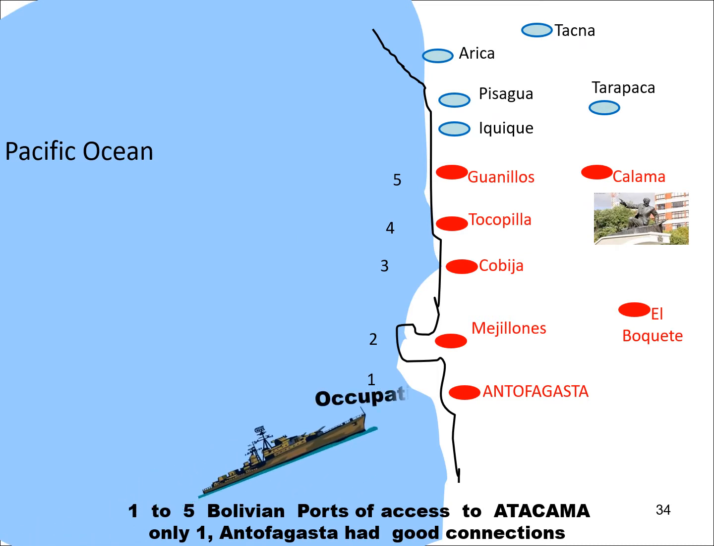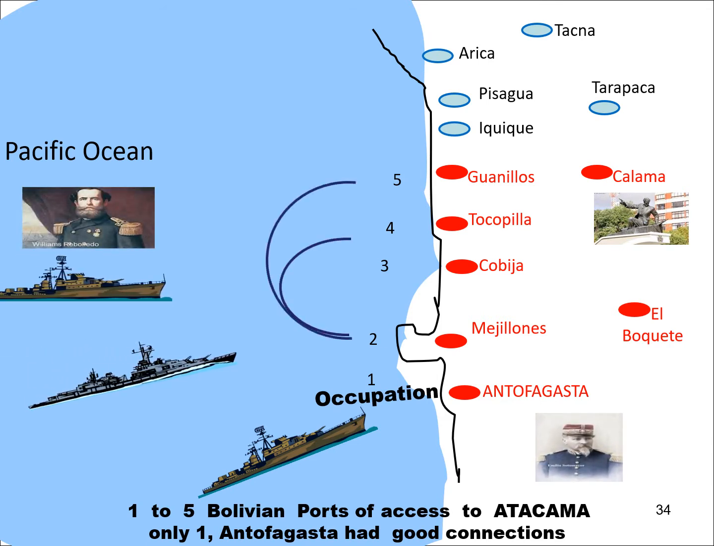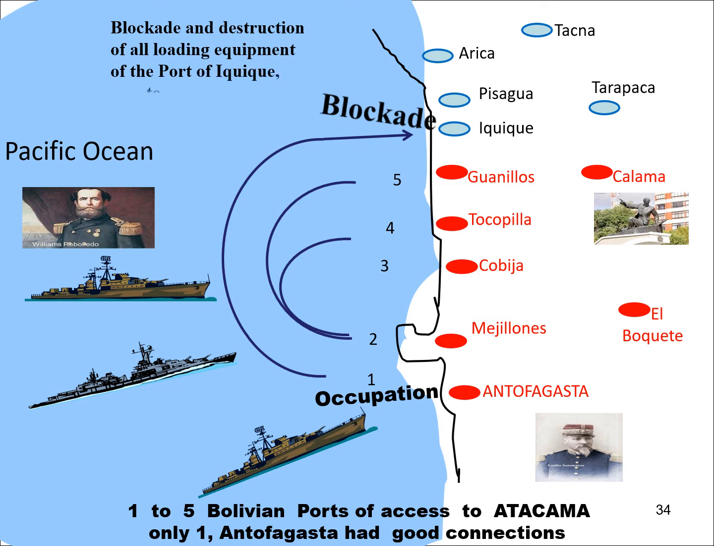After the naval invasion and taking of Antofagasta by Sotomayor, the Chilean fleet under Williams Rebolledo captured the Bolivian ports of Mejillones, Cobija, Tocopilla and Guanillos. The Chilean Navy even blockaded Iquique, and they destroyed all the loading equipment at that port to stop the Peruvian nitrate export.